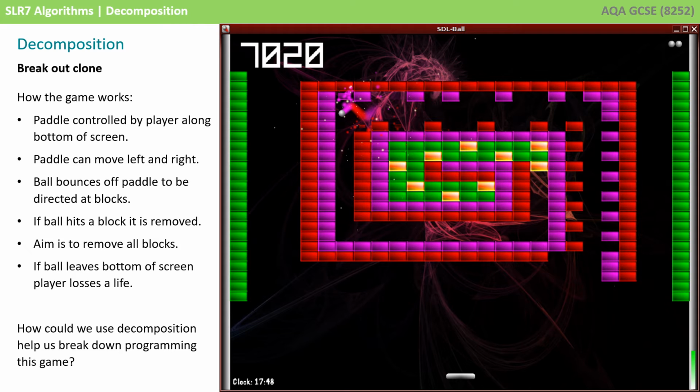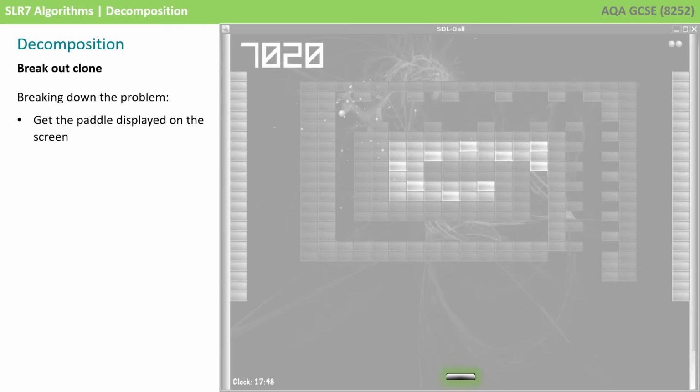So let's think about how we'd approach programming this game. At first it might seem very complex, it seems unmanageable. But if we break it down into its constituent parts, it starts to feel like it's possible. So where we might start would be getting the paddle to be displayed on the screen. Then we might get the paddle to interact with the user by allowing them to move it left and right.